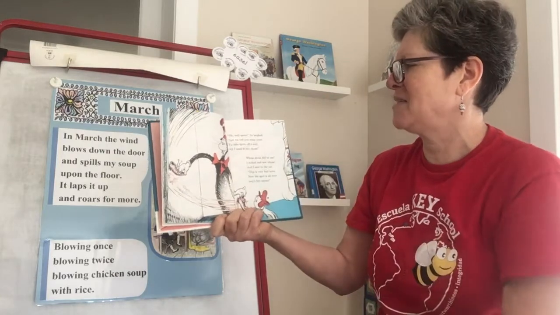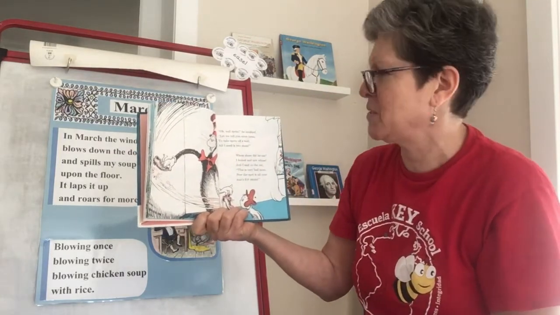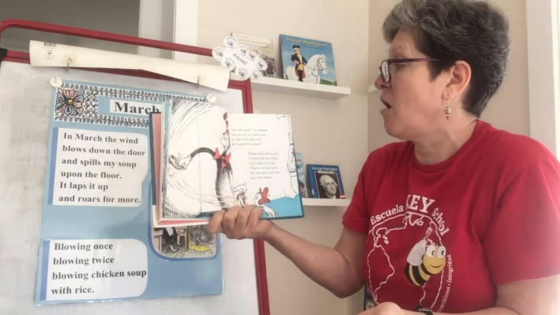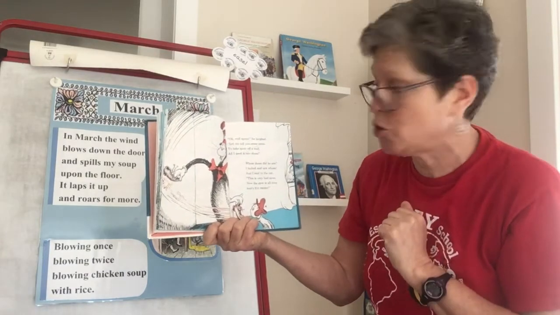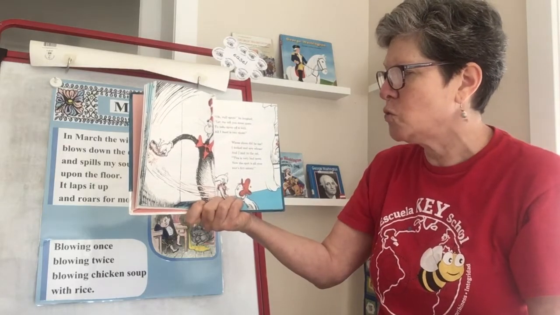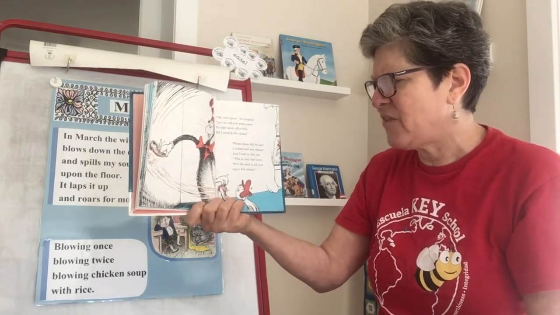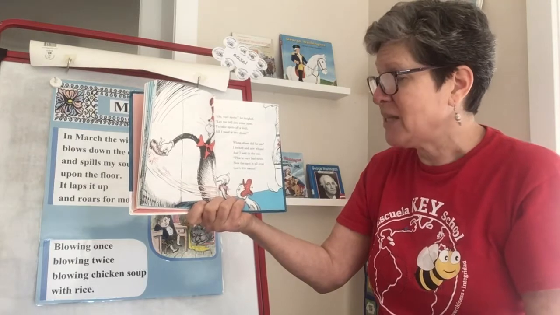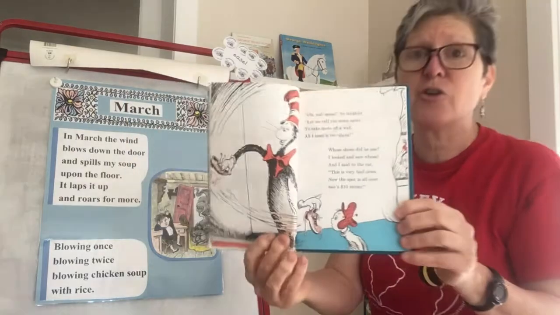Oh, wall spots, he laughed. Let me tell you some news. To take spots off a wall, all I need is 2 shoes. Whose shoes did he use? I looked and saw whose, and I said to the cat, this is very bad news. Now the spot is all over Dad's $10 shoes.